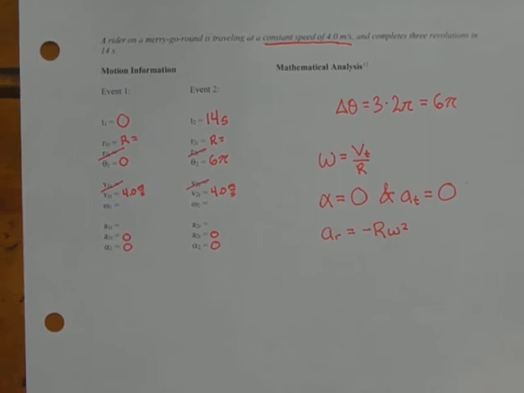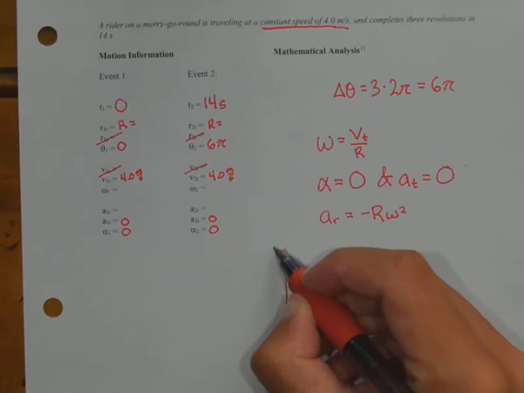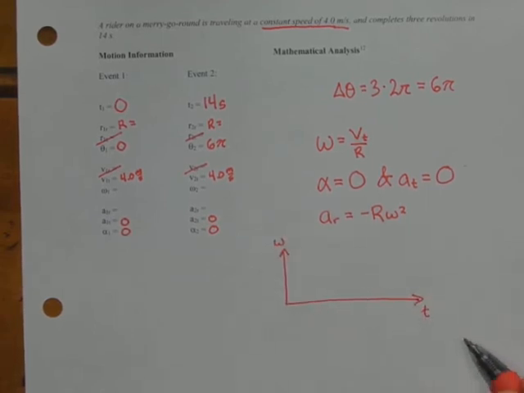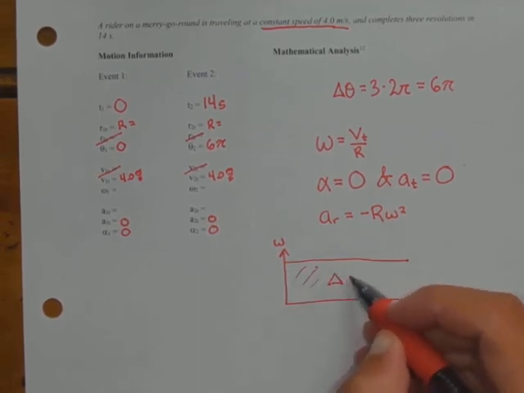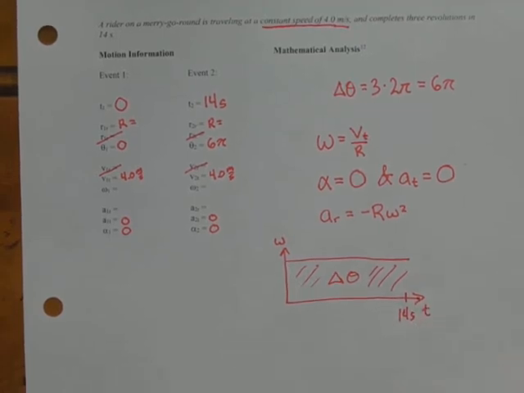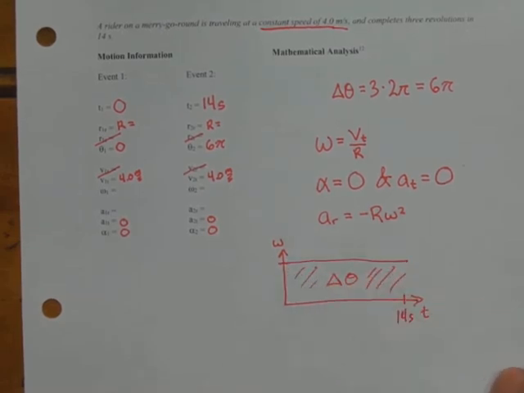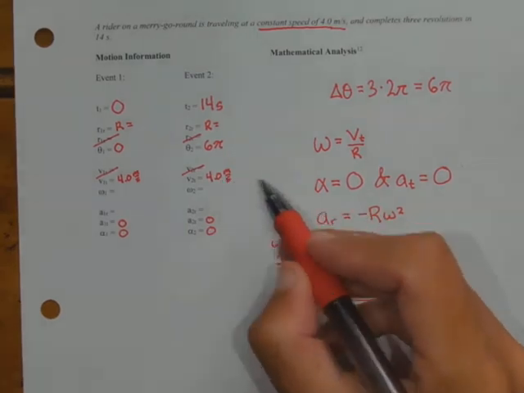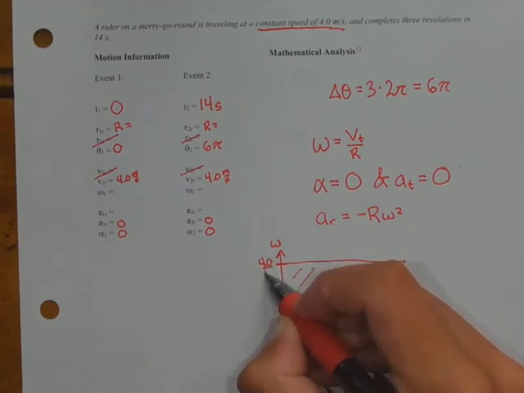Well, I need to draw either a velocity versus time graph or an angular velocity versus time graph. If I do an angular velocity versus time graph, the area underneath the graph is equal to the change in angular position. This is 14 seconds. I don't know what this angular velocity is. I do know it's 4 divided by the radius. Let's just call this 4 divided by r.